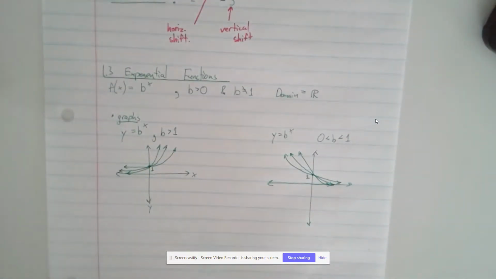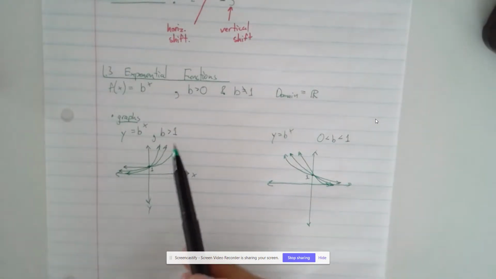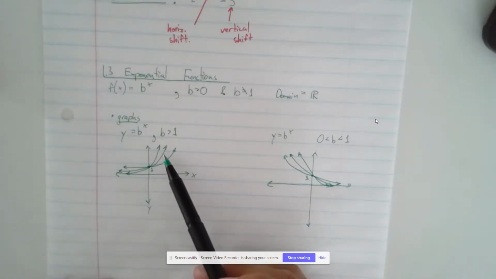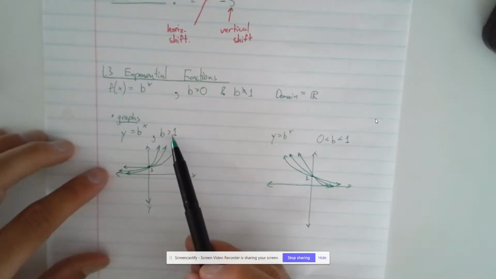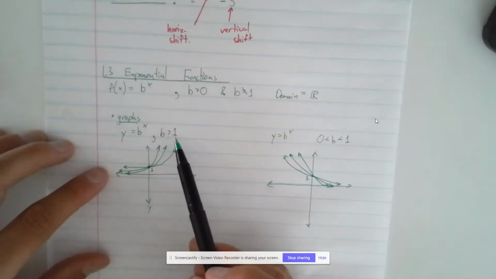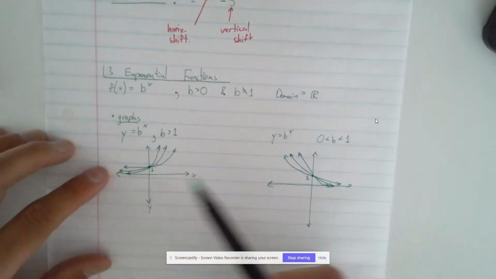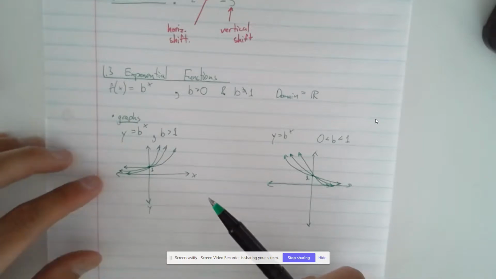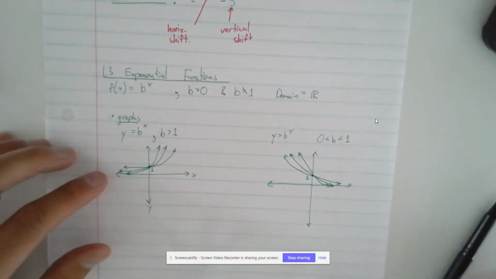Does anybody know what would happen if I made my b value negative, like -1, -2, -3? Can anybody guess? Any guesses here? It's impossible. Let's see what would happen.